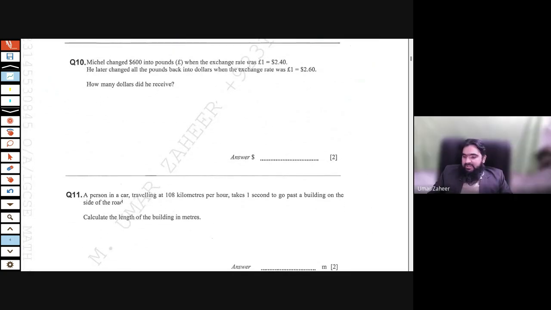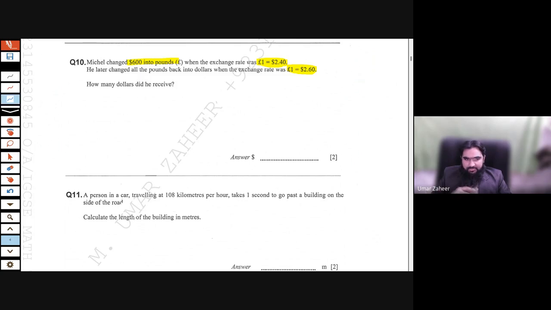All right, now we have the next one. Michael changed $600 into pounds, and the rate of exchange is 1 pound is equal to $2.4. He later changed all the pounds back into dollars, and the rate of exchange is this. How many dollars did he receive?